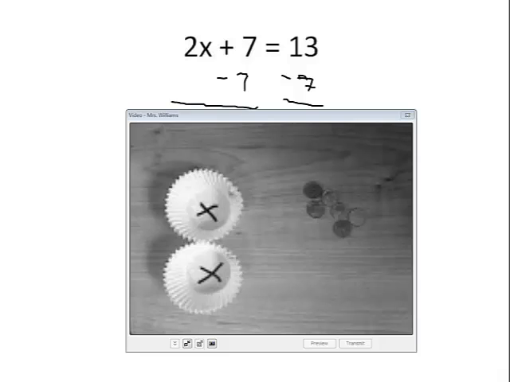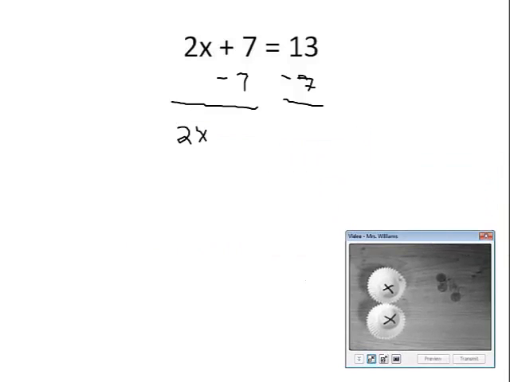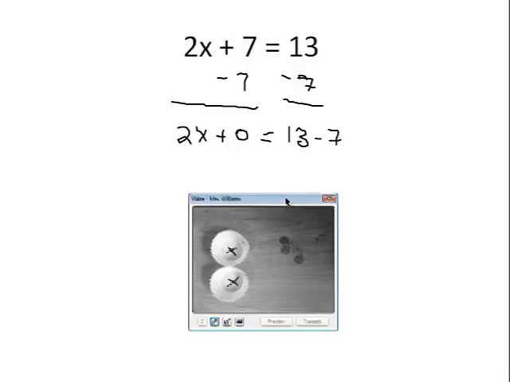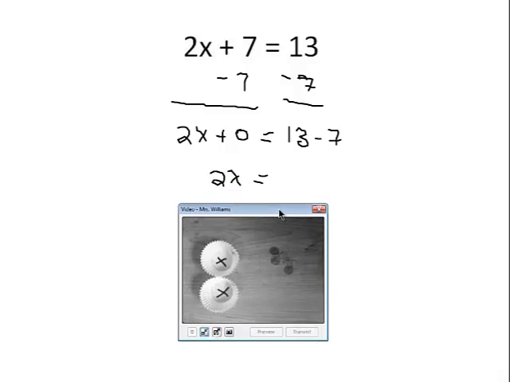But let's look at the math we did. We now have 2x plus 7 minus 7, and we know plus 7 minus 7 is equal to 0. So right now we have 2x plus 0 is equal to 13 minus 7. That's what we just did with our x boxes. Well, we know 2x plus 0 is itself. So we can write 2x is equal to 13 minus 7, which is the number of pennies that are left here, and there are 6 pennies left here.